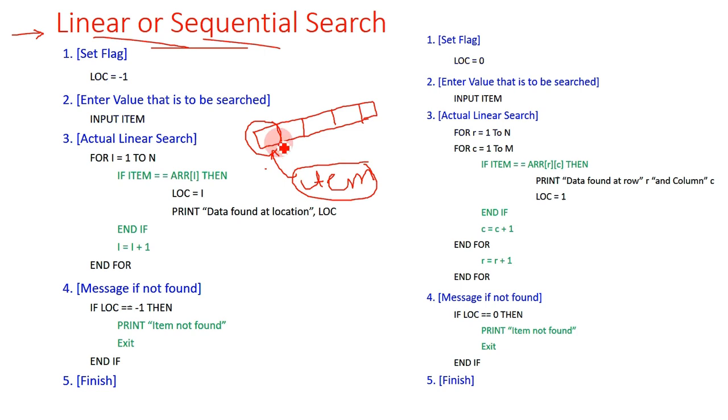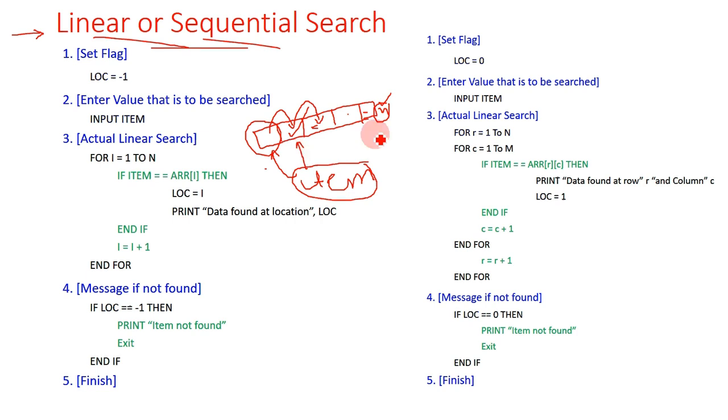But if this item does not exist at the first location, then this item will be compared with the next location, the second location. If the item is found, a message will be displayed that the item is found at the second location. But if the item is not found, again the item will be compared with the third location, the fourth location, the fifth location, till the end of the array, n. N shows the size of the array, that is, how many values are there in the array. So this is the working of the linear or sequential search.